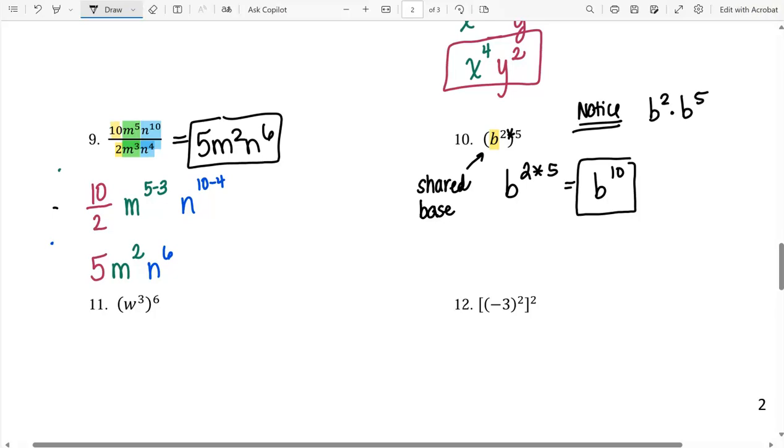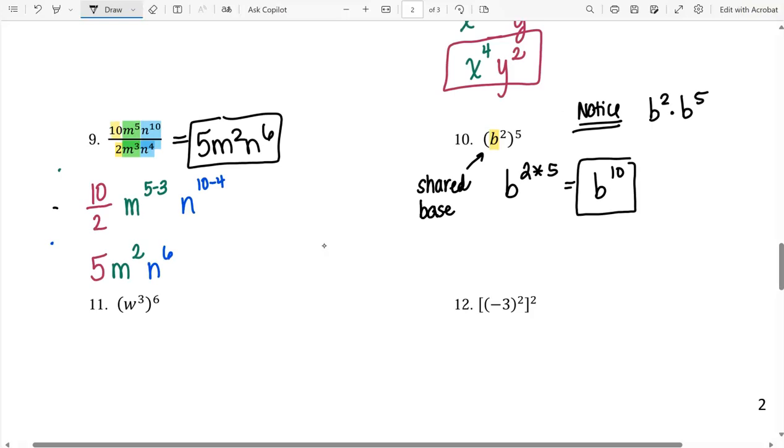This is because of what we saw in our first video where we explored that this physically means I have b squared, b squared, b squared, b squared, and b squared. I have 5 of them. 2 plus 2 plus 2 plus 2 plus 2 is 10. But rather than having to write it all out like that, I'm able to shortcut it by multiplying what I'm going to call a double exponent, together.